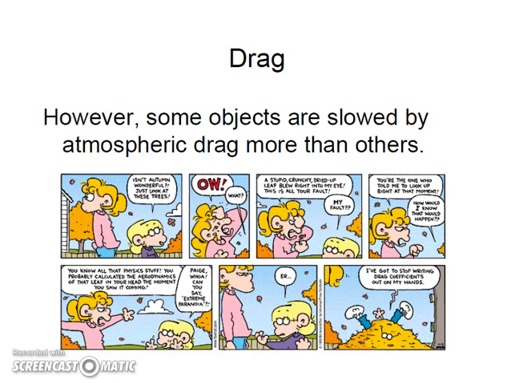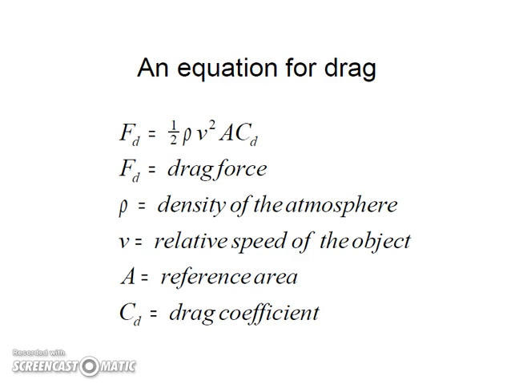Okay, so why on earth do a hammer and a feather fall at different rates? Well, the answer is one is slowed by atmospheric drag much more than the other. And it's worth actually having a quick discussion about drag. You won't be tested on this, but we can see why drag is so much greater on the feather than it is on the hammer.